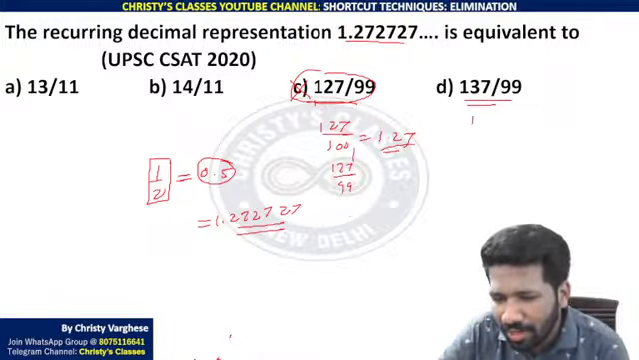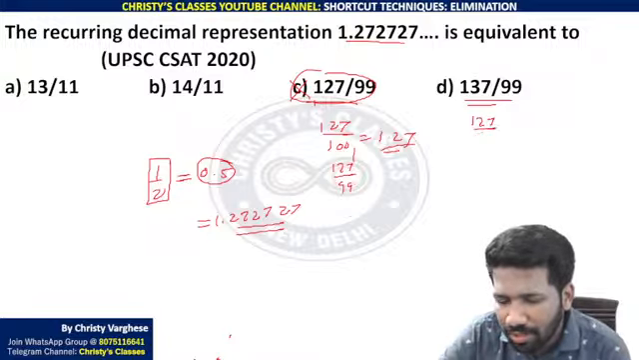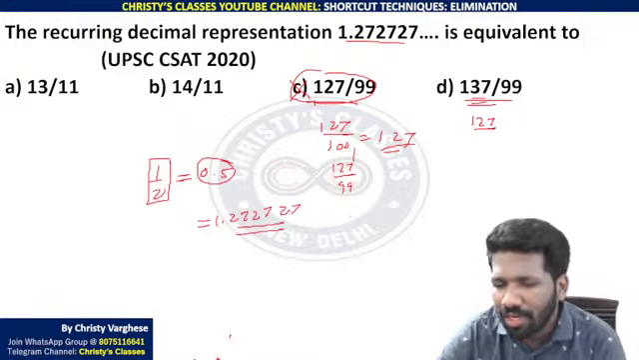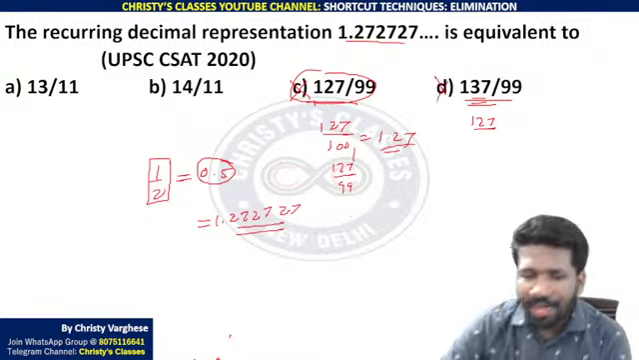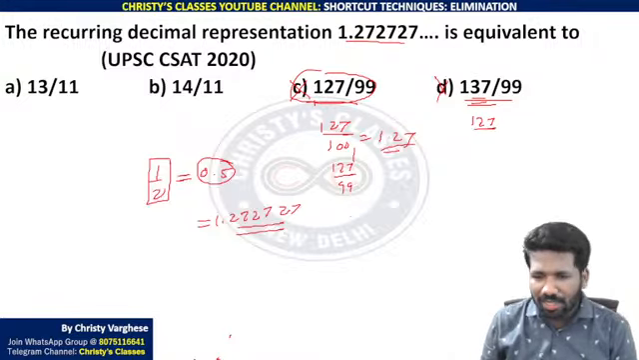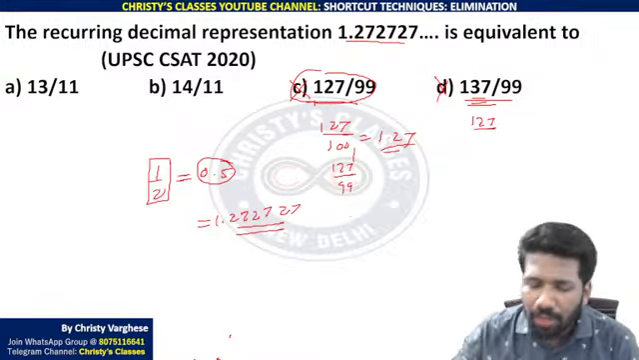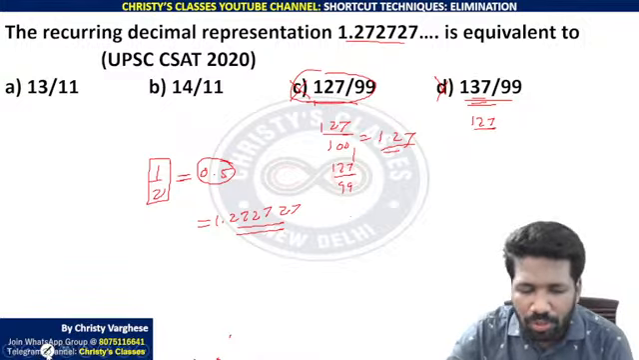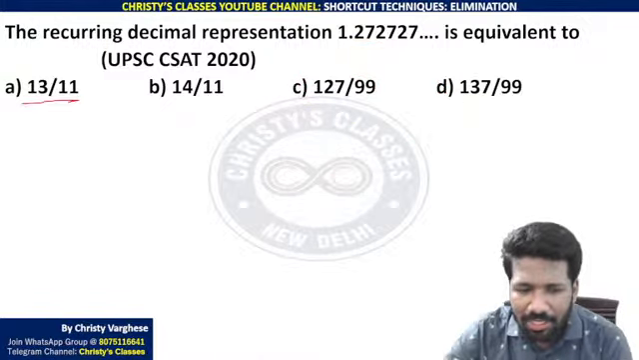Same here also, you can use a similar logic. 137 by 99: 127 by 99 we discussed now, is approximately 1.28. So 137 by 99 is approximately 1.38, not 1.27 anyway. Again, that is an intuitive way. If you are good with fractions, percentages, etc., that way you can eliminate it. But if you are not good with fractions, percentages, etc., still you can do this. You can take each option and see also.